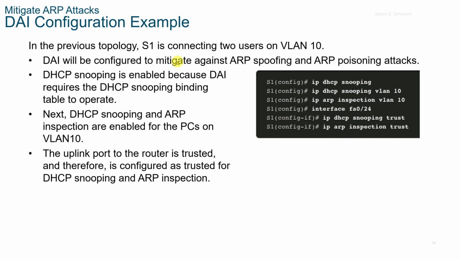And here we have an example of DAI configuration. It will be configured to mitigate against ARP spoofing and poisoning. The DHCP snooping is enabled because DAI requires DHCP snooping binding. And then DHCP snooping and ARP inspection are enabled for the PCs on VLAN 10. And then the uplink port to the router is trusted, and therefore is configured as trusted for DHCP snooping and ARP inspection.